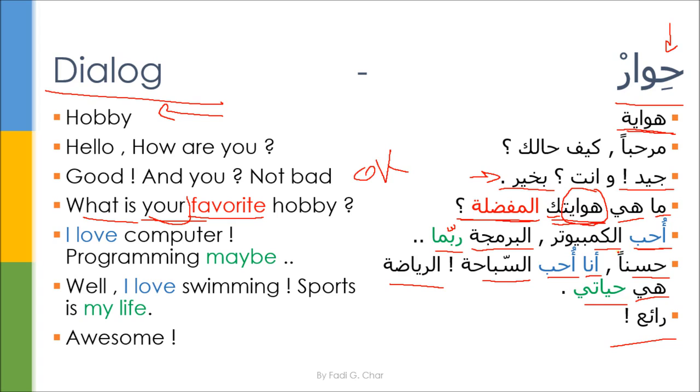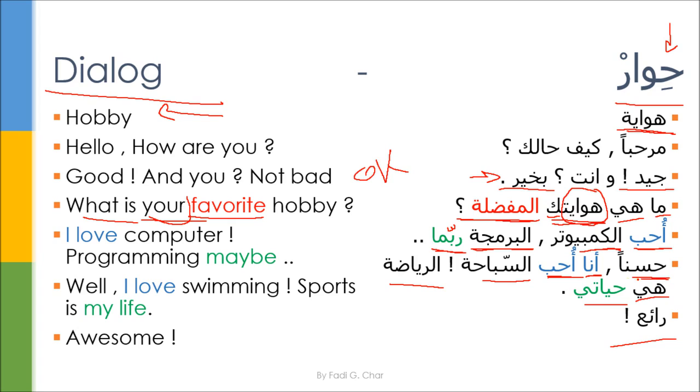أحب الكمبيوتر. I love computer. Or you can say أنا أحب. So both basically work, because once you say أحب, that means you're talking about yourself. Okay? You remember the verb أحب, تحب, نحب, etc. So أحب الكمبيوتر, I like computer, or I love computer. Programming in Arabic means البرمجة. ربما means maybe, with a double B. So أحب الكمبيوتر. البرمجة ربما. Programming maybe. Okay?